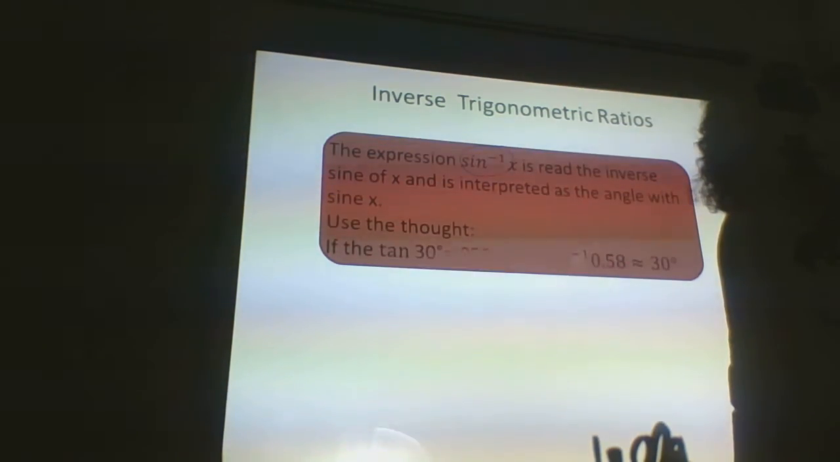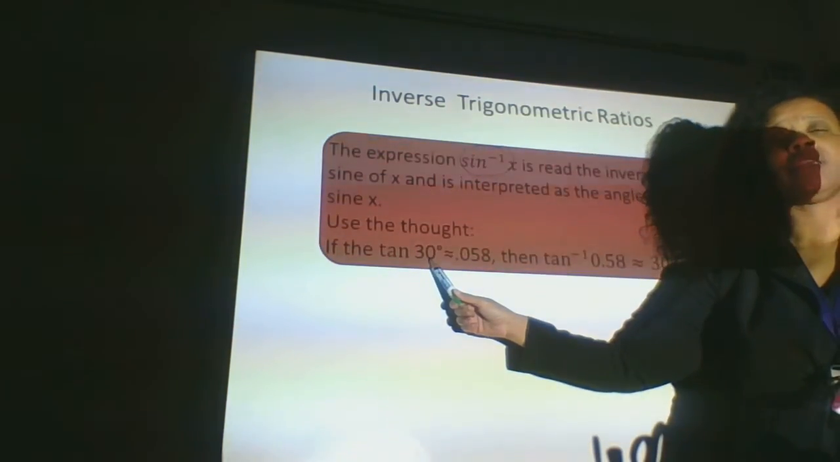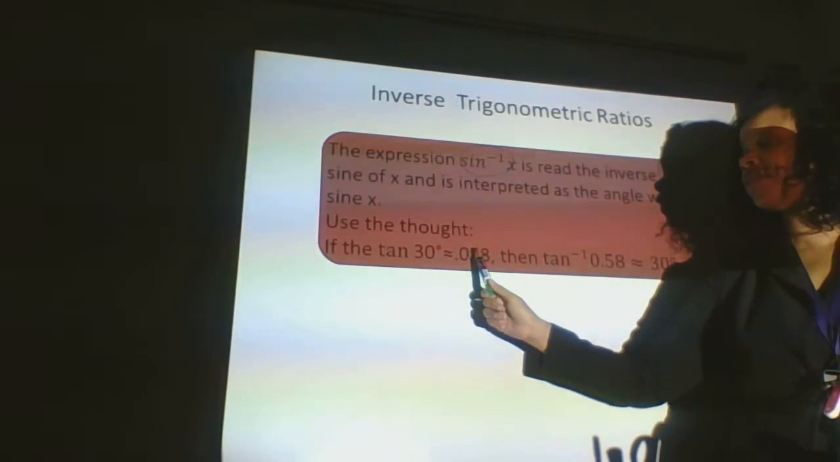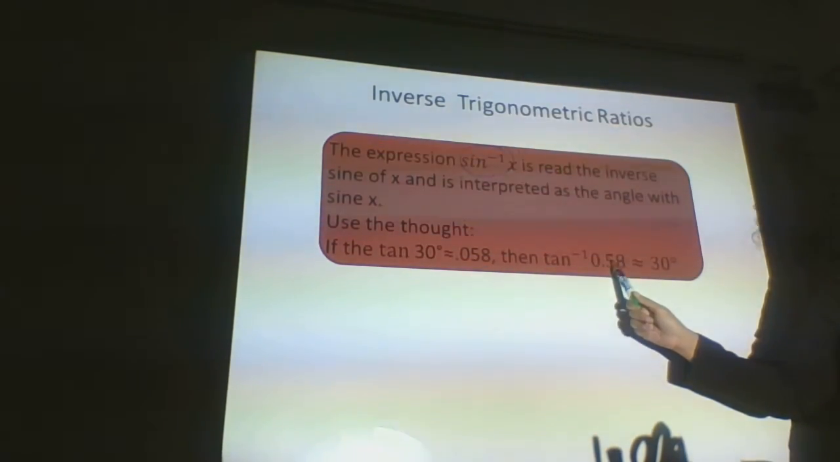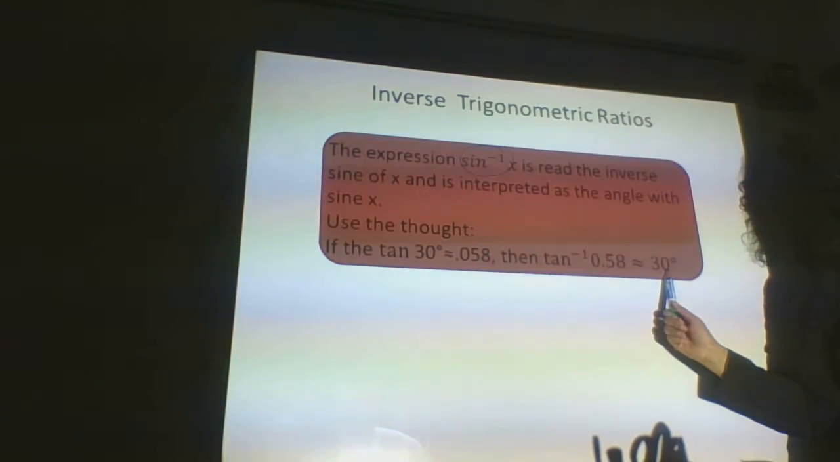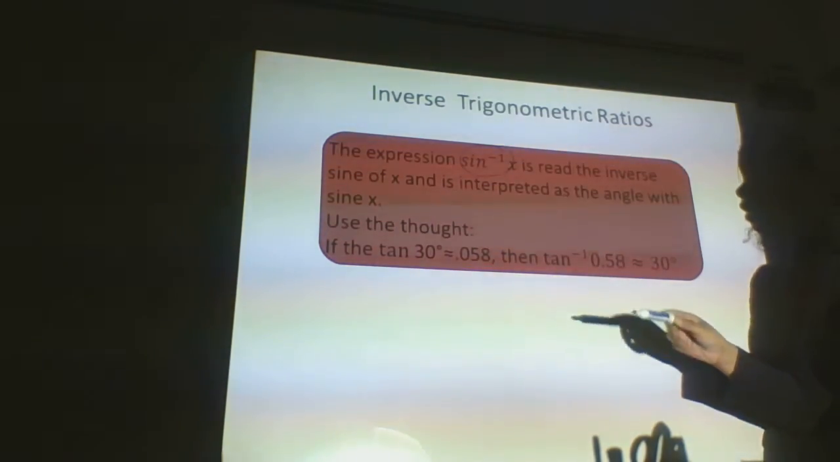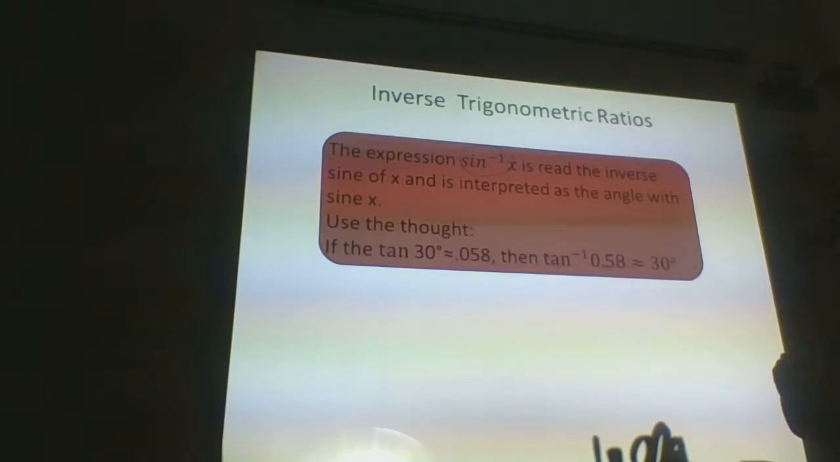So here we go. Use the thought here. If the tangent of 30 degrees is equivalent to the decimal 0.58, then the inverse tangent of 0.58 equals 30 degrees. Okay? It was just written incorrectly. Okay?